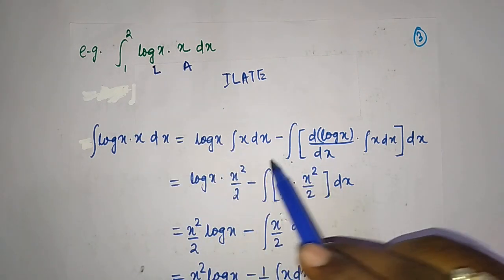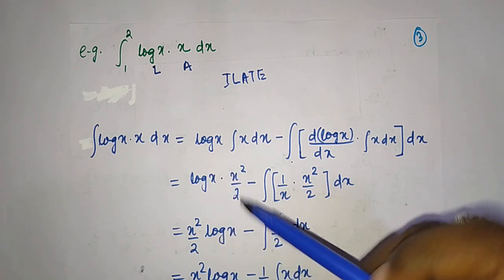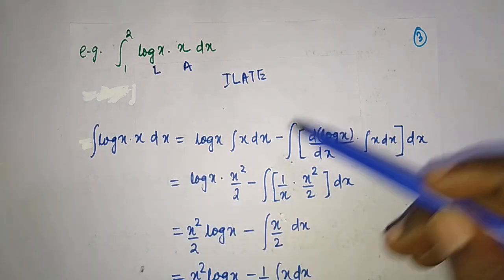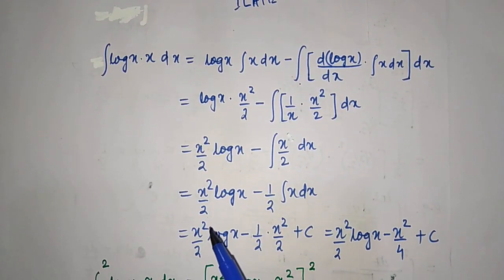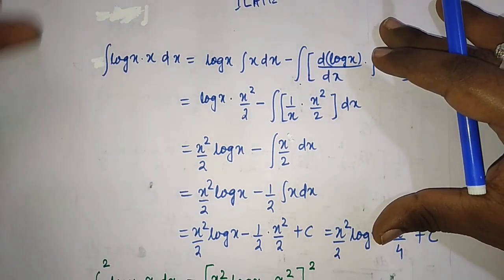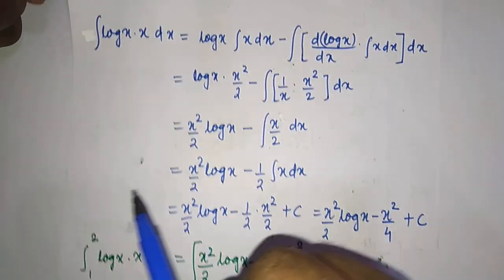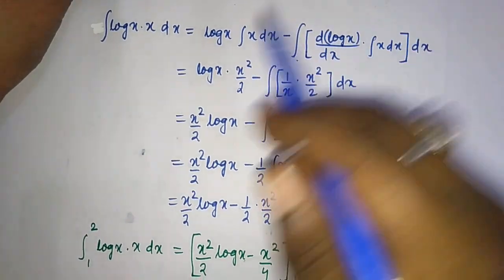See, it is also explained in previous videos how to integrate log x into x. Here I have done this integration by using integration by parts. Okay, so finally I have got the answer: x square by 2 log x minus x square by 4 plus c. Using by parts I have solved this integration. Okay, then this is the answer.